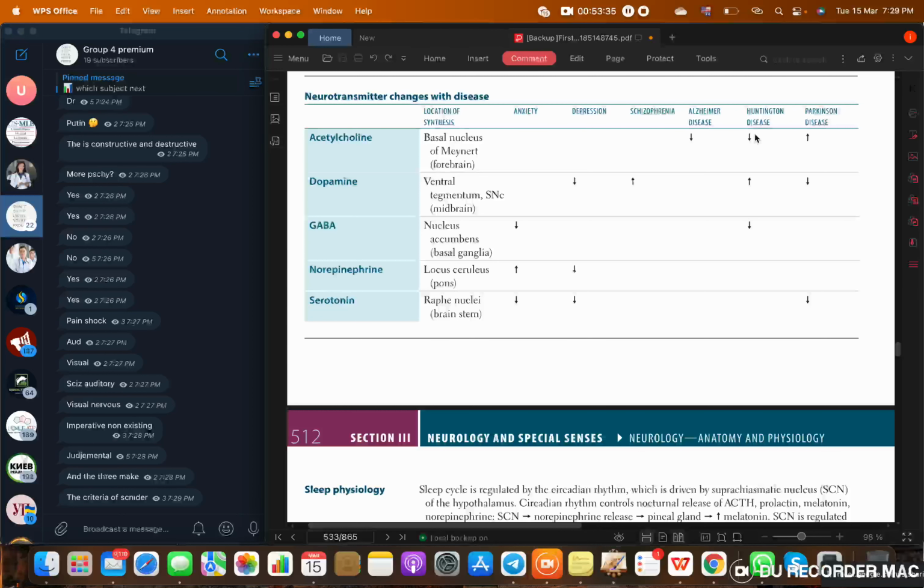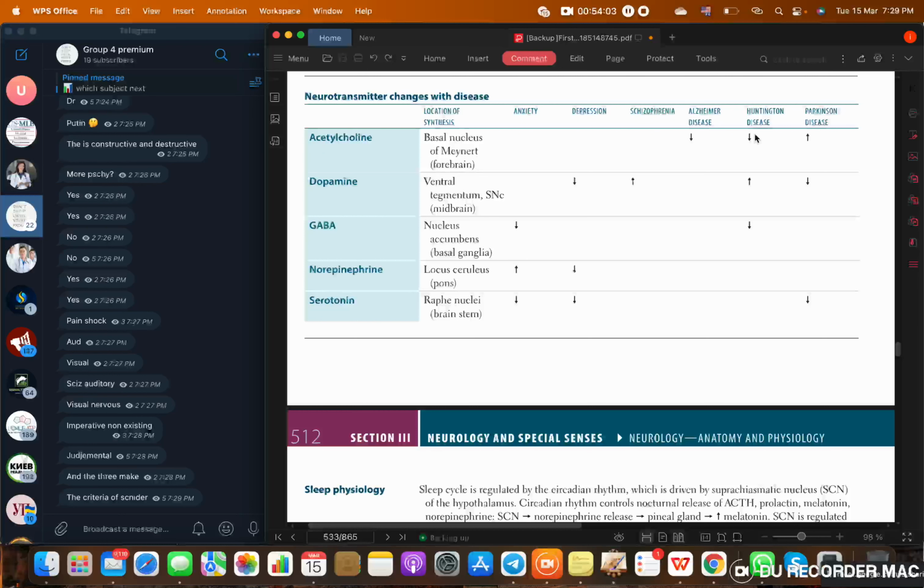So the next thing we have is GABA, which is produced by the nucleus accumbens, which is located in the basal ganglia, and it is quite decreased in anxiety. Remember, GABA is an inhibitory neurotransmitter. So when the inhibitory neurotransmitter is down, you will feel anxious. Okay, Huntington disease, this patient is also going to be disinhibited, and quite aggressive. So their GABA is down.